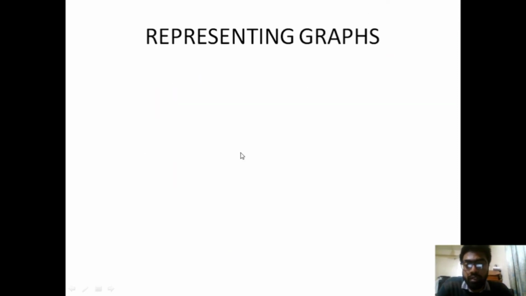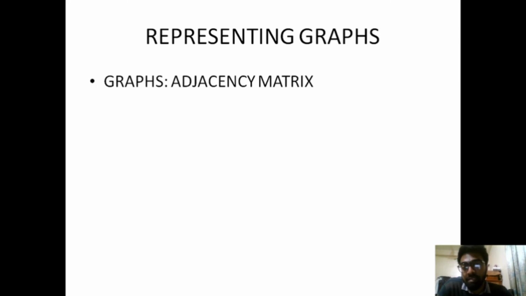Now we will discuss representing graphs. So how can we represent a graph by matrix and a list? Representing a graph by matrix is known as adjacency matrix, and representing a graph by list is known as adjacency list. Now we'll discuss the adjacency matrix.